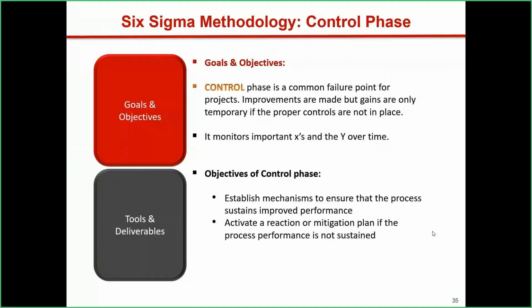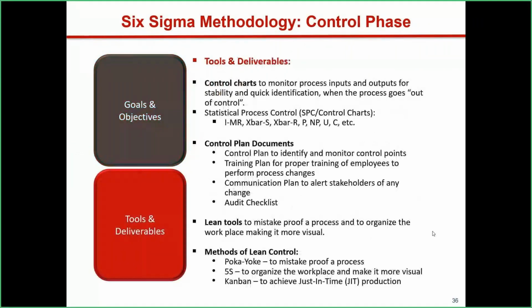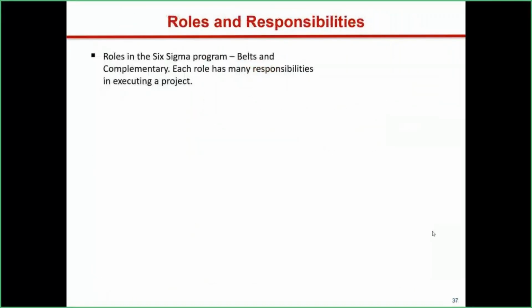Tools that we'll be using: mostly you will be learning how to use different kinds of control charts depending on the kind of data and situation. Then preparing a control plan document. We'll also be looking into different lean tools or methods of lean controls. Okay, guys, that is what we'll be learning throughout the 5 phases.